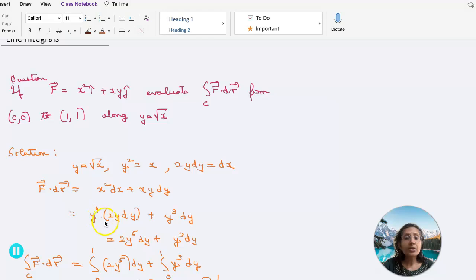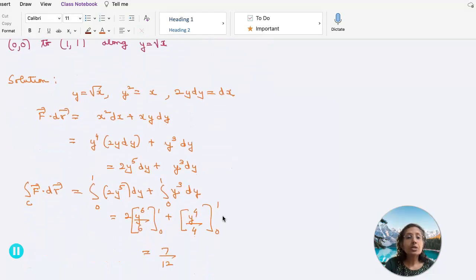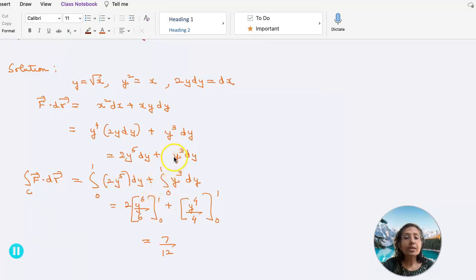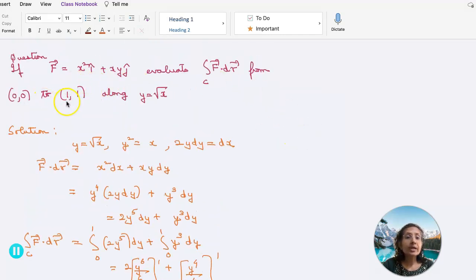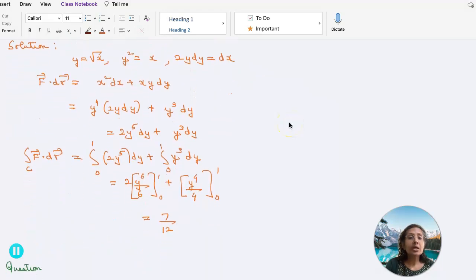So x squared will be y raised to 4, times 2y dy, plus y cubed dy. So we are basically converting everything to y, one variable. So this becomes 2y raised to 5 dy plus y cubed dy. So the integral over C of F dot dr will be the integral from 0 to 1. Why is it 0 to 1? Because x and y lie between 0 and 1. Integral 0 to 1 of 2y raised to 5 dy plus integral 0 to 1 of y cubed dy, that is 2y raised to 6 by 6 within the limit 0 to 1 plus y raised to 4 by 4 within the limit 0 to 1, and you get it as 7 by 12.